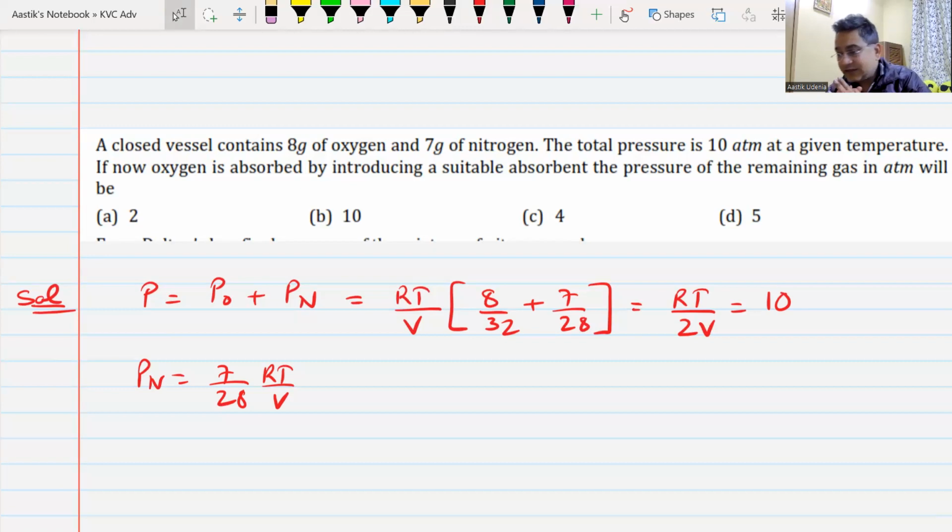So I'll wind up this class here. In the next class, we'll move ahead with the actual kinetic theory of gases and see what its assumptions are and how we work around it.